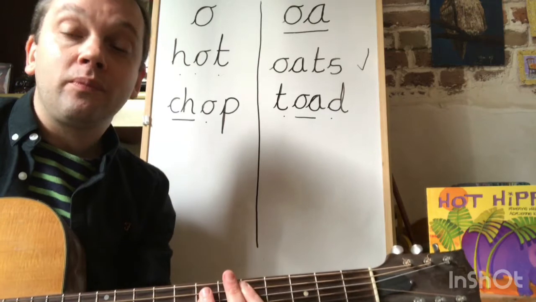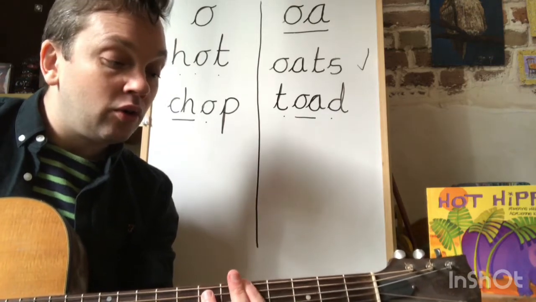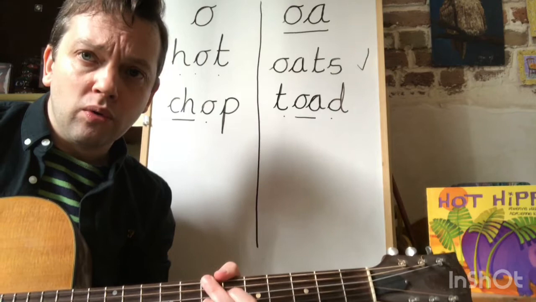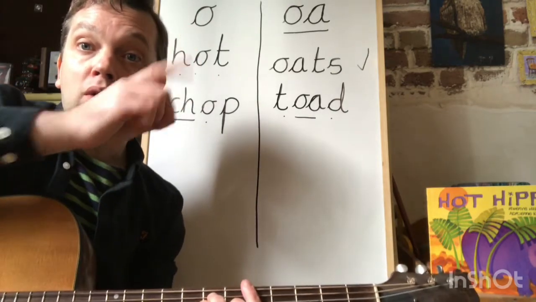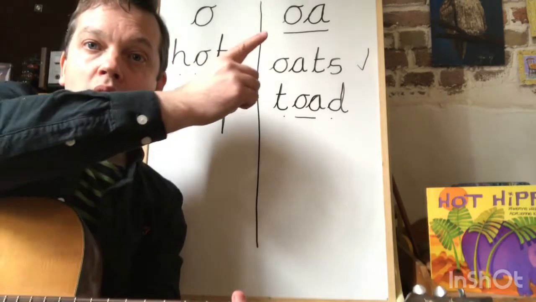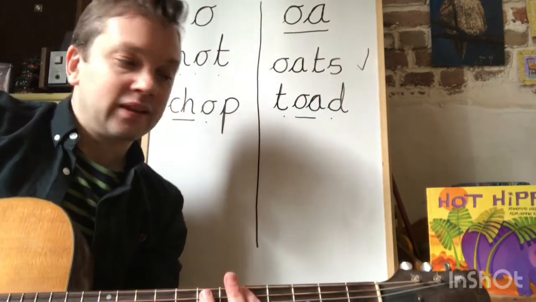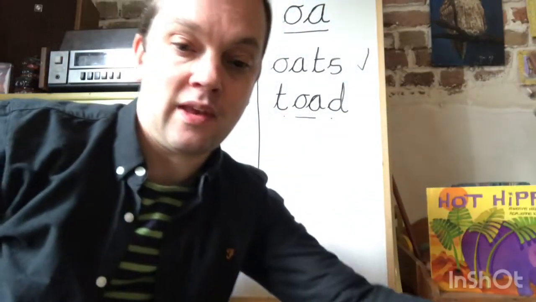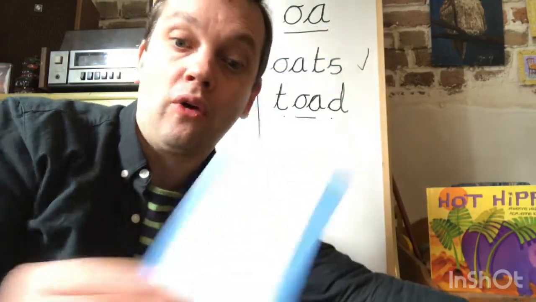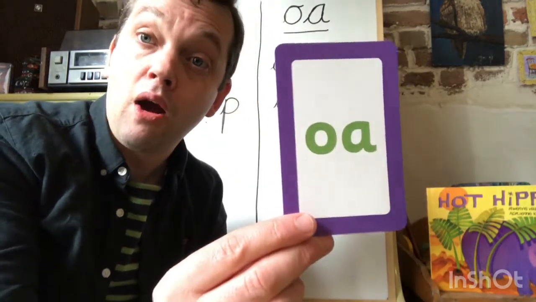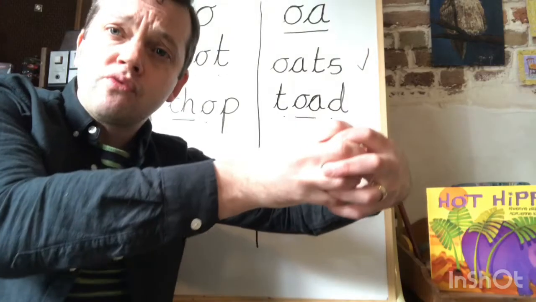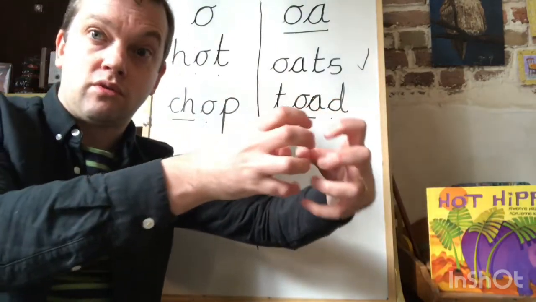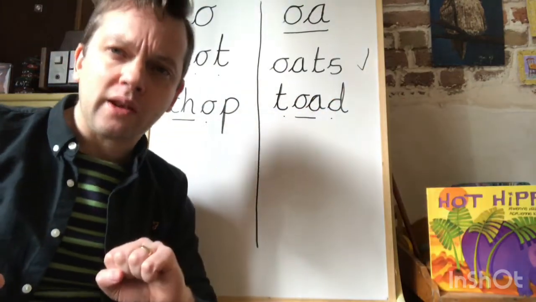Is it this O or that O? Which one is this? Okay, look at this. Ah, now this is a road, isn't it? A road. Let's stretch that word out. Road. Road. Now let's sound it out.